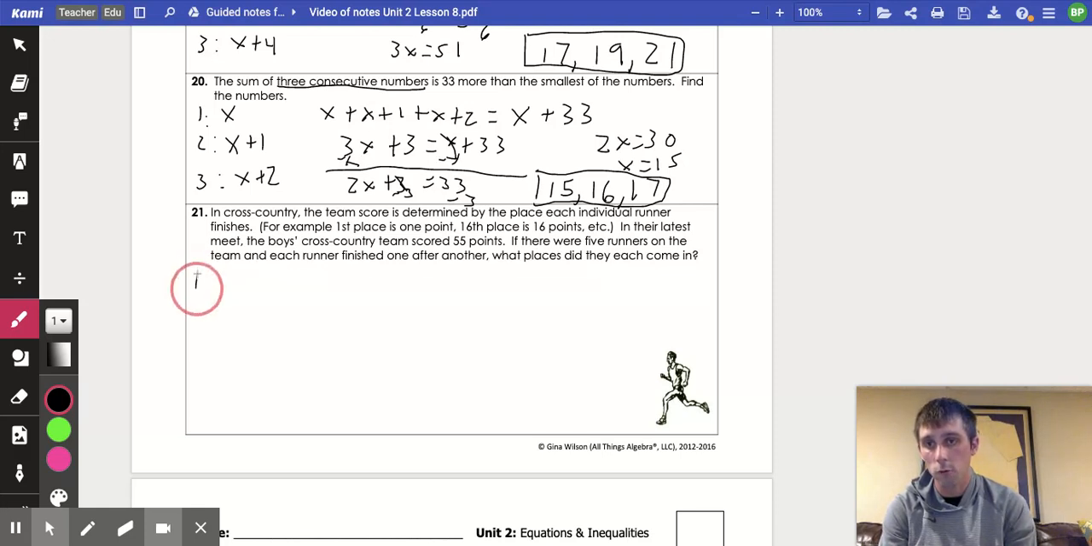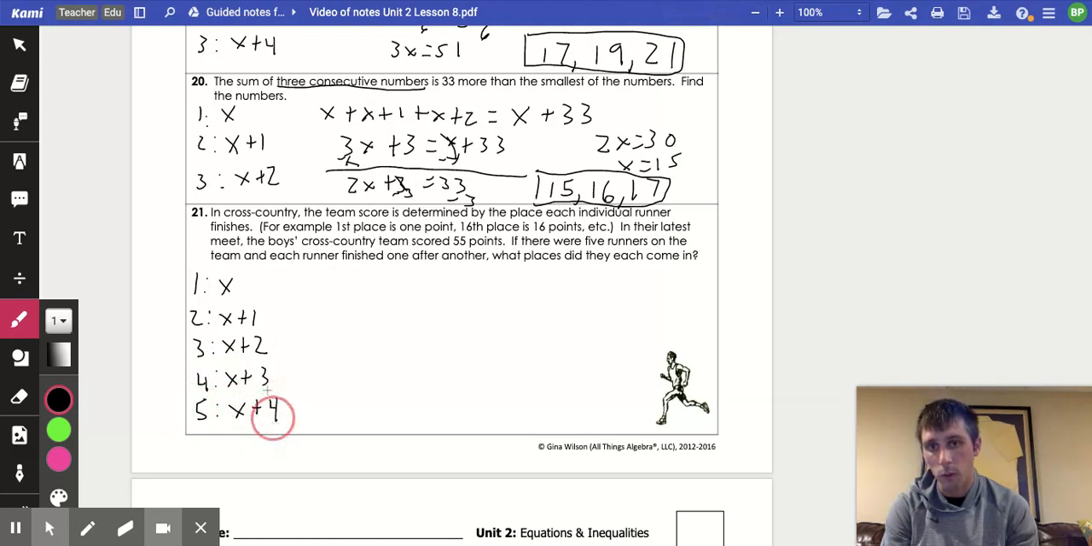Okay, so what's our first runner going to be? He's going to be x. What's our next one going to be? If they're right after one another, it's going to be x plus 1. What's the third one going to be? x plus 2. Fourth runner is going to be x plus 3. And the fifth runner is going to be x plus 4. So they're consecutive, just right after each other. So that's why we did plus 1, plus 2, plus 3, and plus 4. What was their score? 55.